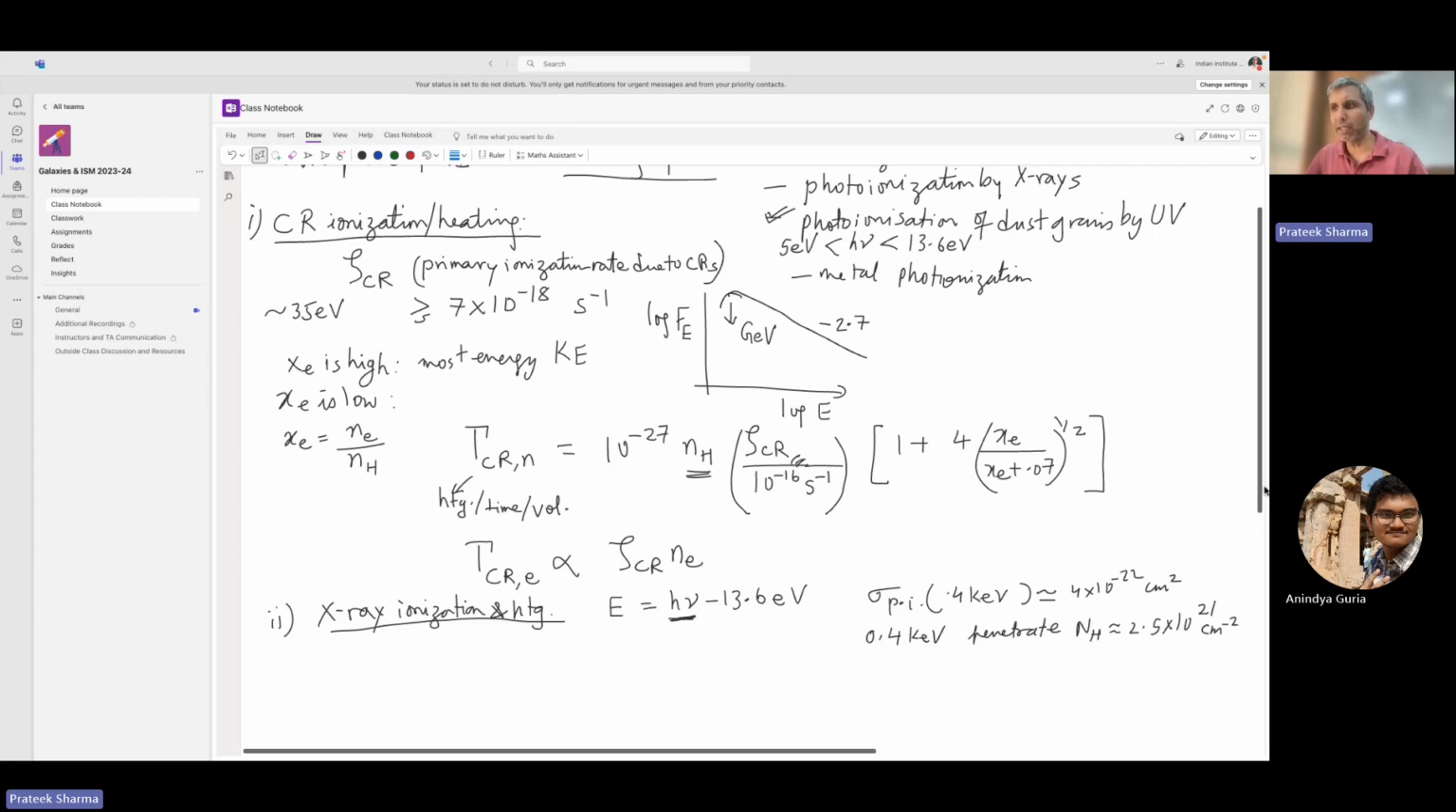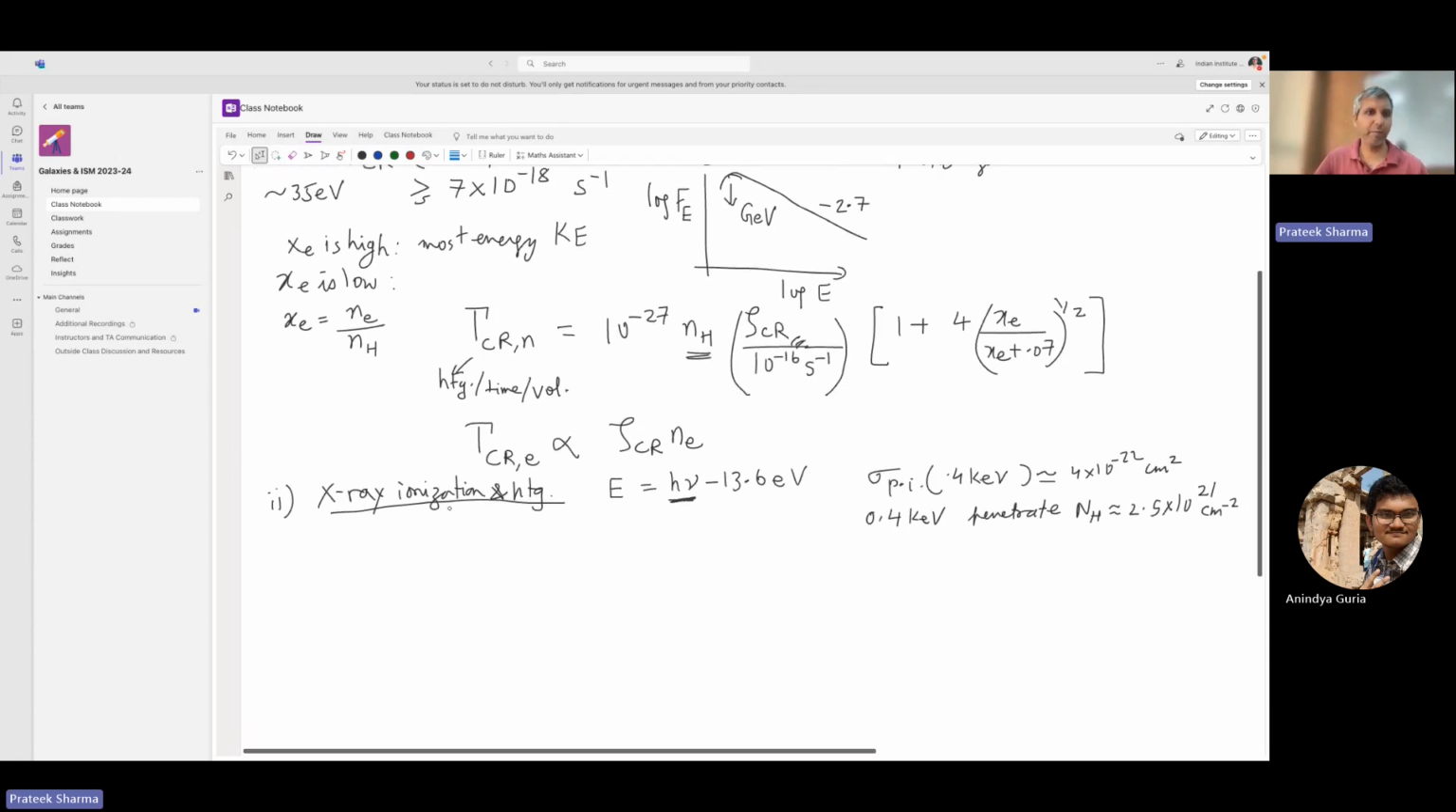So it turns out if you plug in the numbers, in the ambient conditions, X-ray ionization is subdominant. But if you are near X-ray sources like AGN and other X-ray sources, then this can actually locally dominate. Otherwise, the flux of cosmic rays is high enough that it dominates.